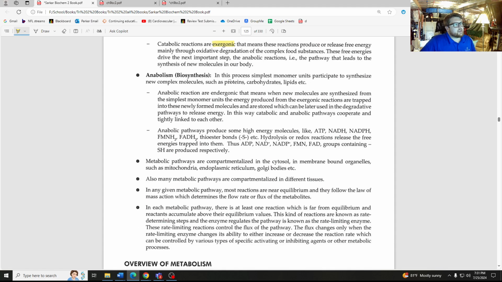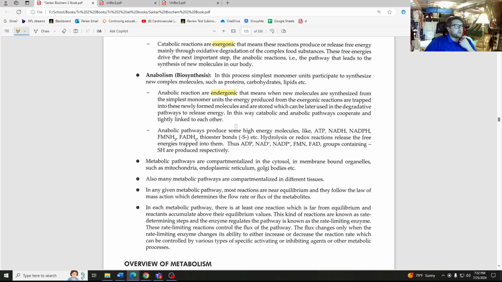Anabolism, the biosynthesis. In this process, simplest monomer units participate to synthesize new complex molecules, such as proteins, carbohydrates, lipids, etc. We take those monomers and we put them together to produce bigger stuff that we need to use in the body. The anabolic reactions are endergonic. That means that when new molecules are synthesized from the simplest monomer units, the energy produced from the exergonic reactions is trapped into these newly formed molecules that are stored, which can later be used in the degradative pathways to release energy.